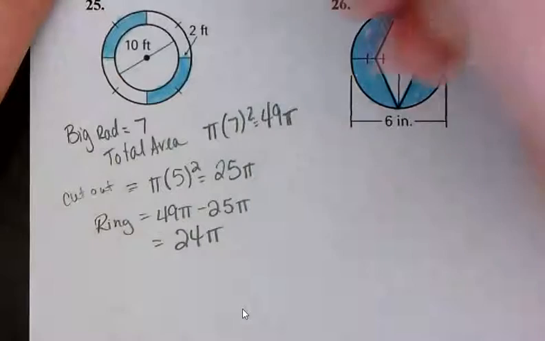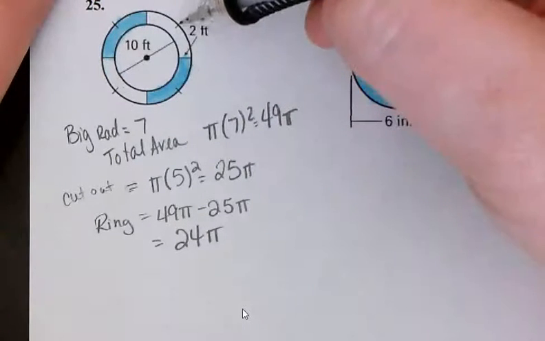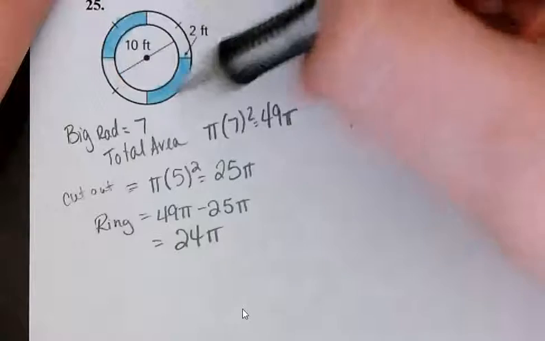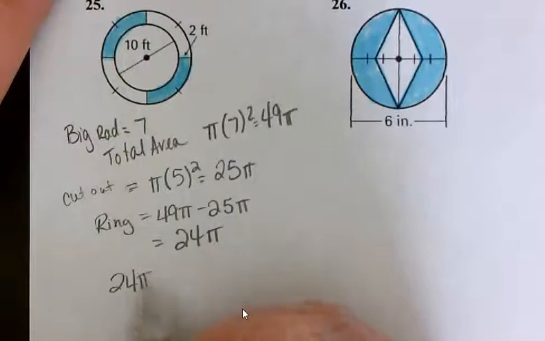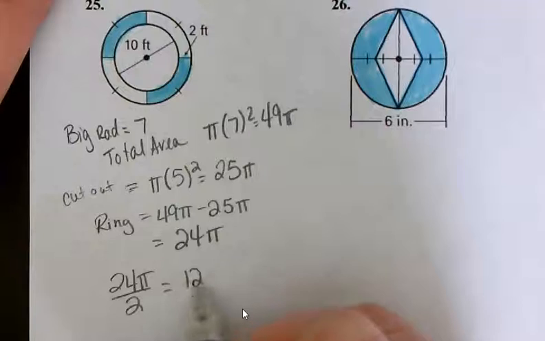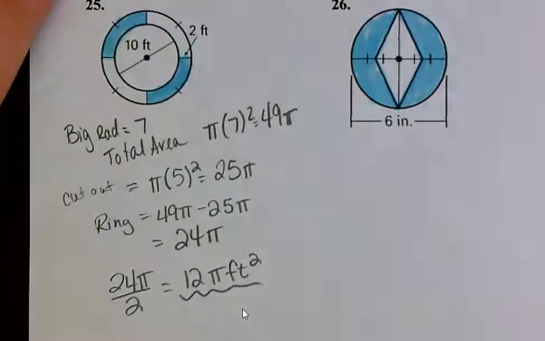So based on that, that's this cut out ring here. And I see that this ring is marked into 4 equal parts, so I have 1, 2, 3, 4, and I want 2 of them. So I'm going to take 24 pi and divide that by 2, which equals 12 pi feet squared. That's the area of the shaded region.